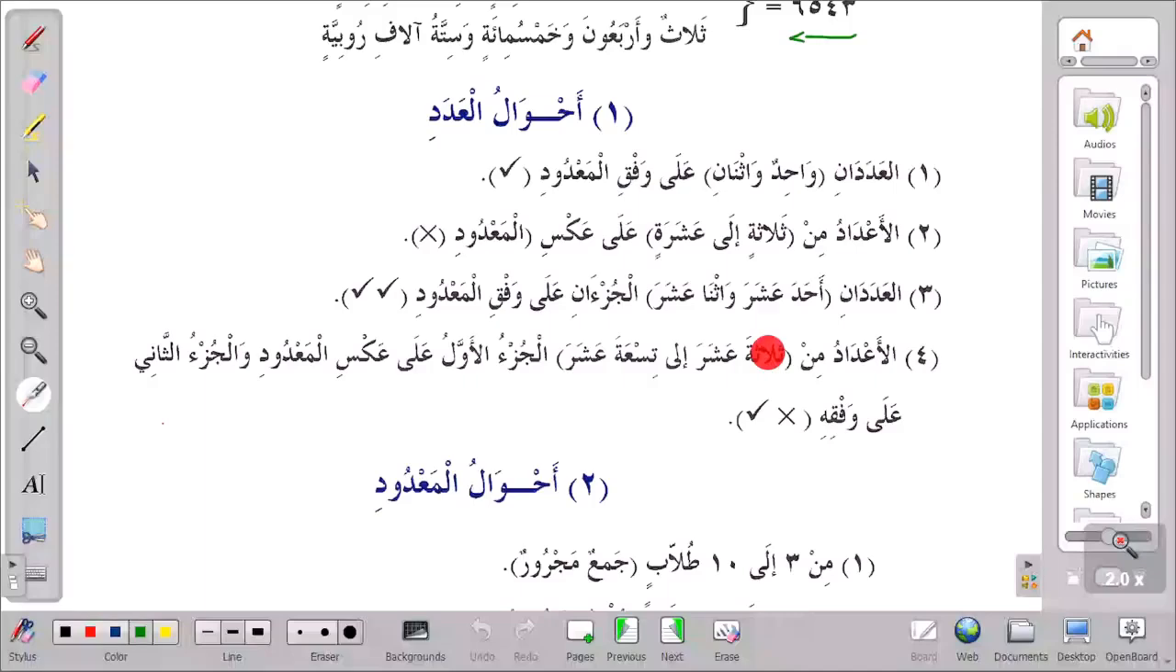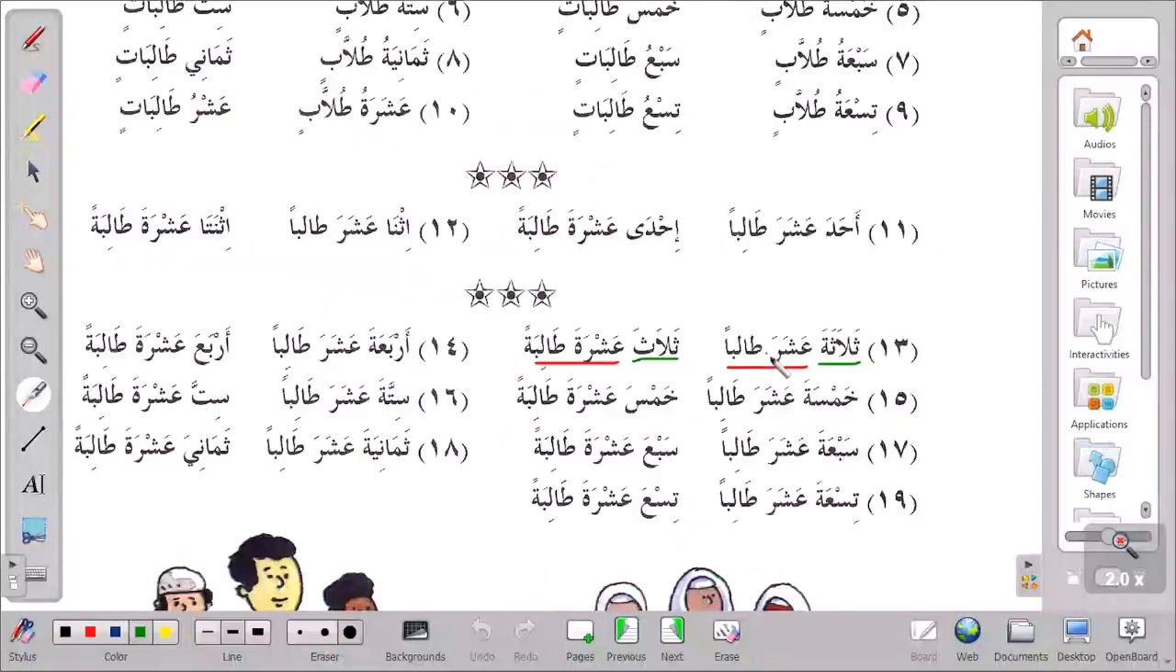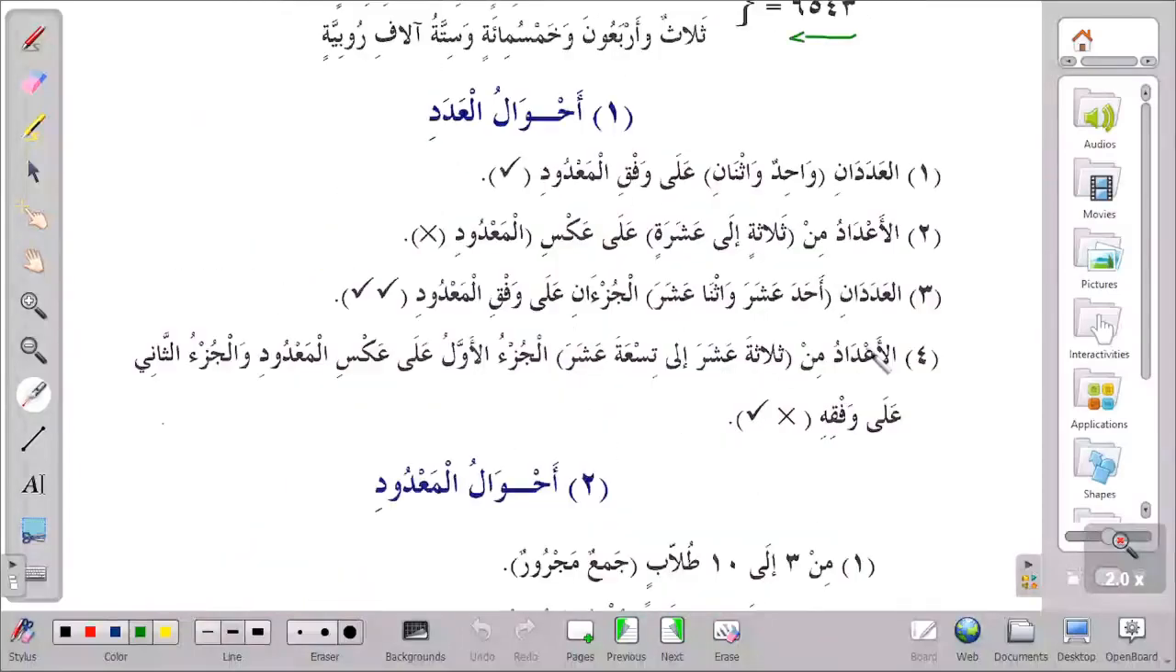So let me show you an example here. This is what he's saying here. Salasata. Then the next two words should be the same: ashara taliban. The first one should be the one which is opposite. The green one, you can see, is opposite, and the two underlined in red are the same. That's simply what he's saying.